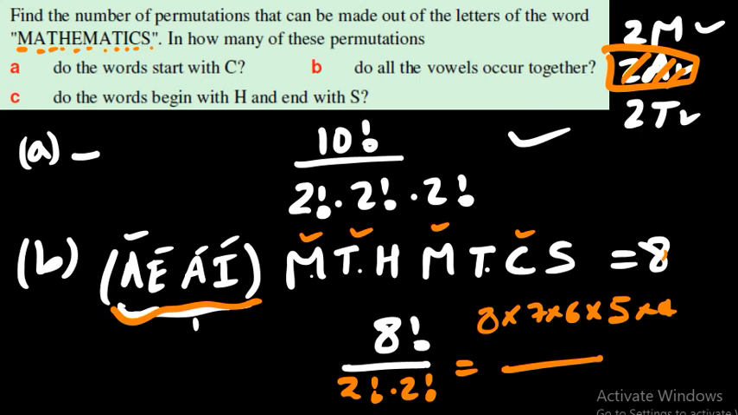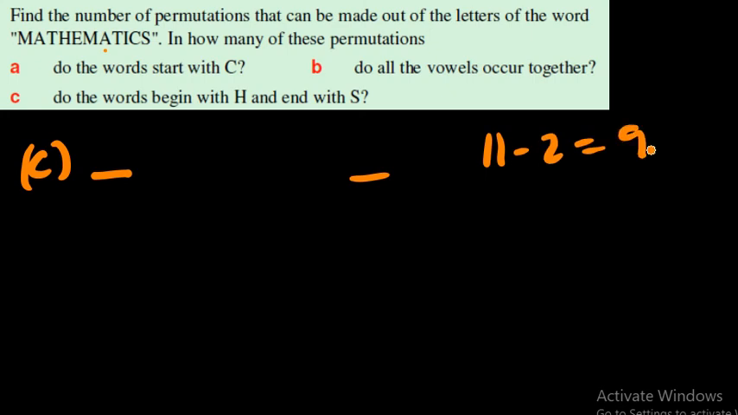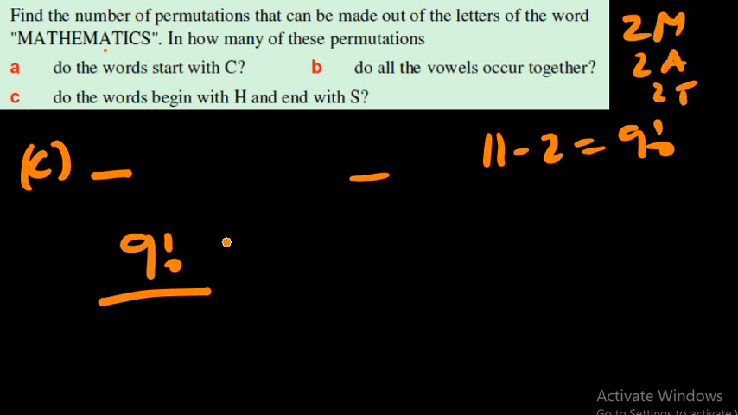When you go to C, do the words begin with H and end with S? Again here, in case of C, 2 places are already fixed, the first and the last. So 2 letters are already fixed. So 11 minus 2 is 9. So 9 factorial. So the total number of permutations will be 9 factorial over, now we need to count those repeated letters. We said already before 2 M's, 2 A's, and 2 T's. So it's going to be 2 factorial times 2 factorial times 2 factorial. That's the way to do it.